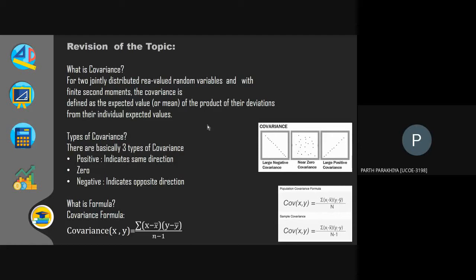So after the definition, let's come to the types of covariance. Basically there are two types: positive covariance and negative covariance. There is a zero covariance, but we'll come back to it later. Positive covariance indicates the two variables tend to move in the same direction, while negative covariance reveals that the two variables tend to move in opposite directions, as you can simply see in figure 1.